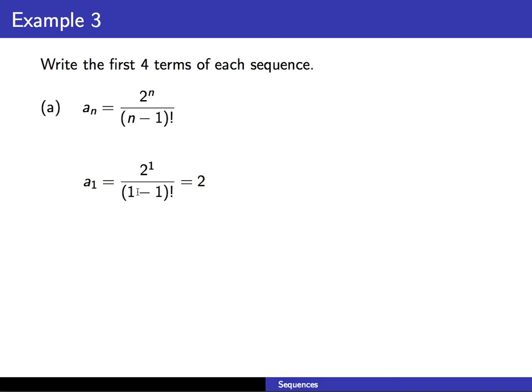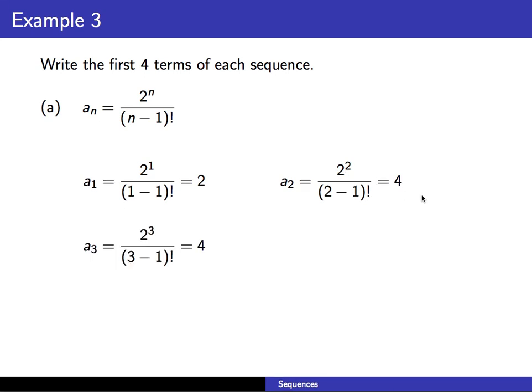There's a couple different ways of explaining it, but I'm not going to do that for the purposes of this video. Plugging in 2 for n, a sub 2 is 4. A sub 3, we end up with 4 again. And then a sub 4, when we plug that in, we end up with 8/3. So our first 4 terms are 2, 4, 4, and 8/3.